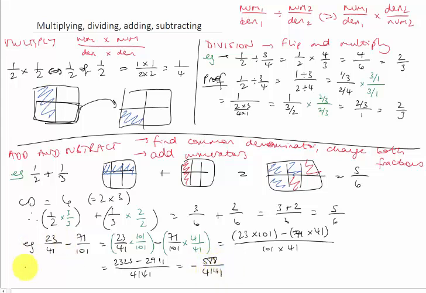588/4141. So it doesn't matter how big and unwieldy your numbers are when finding a common denominator, you just multiply them together and get the two fractions into the same denominator that way. And it doesn't matter that the fraction's negative, that's absolutely fine. No problem at all about that.